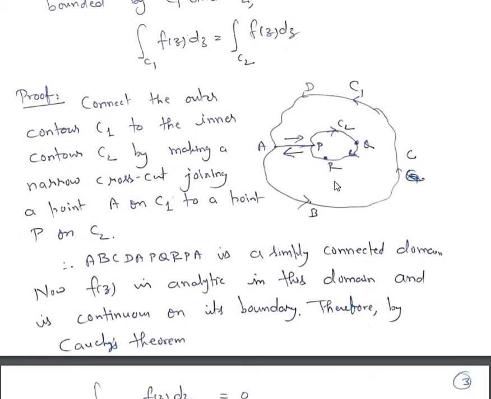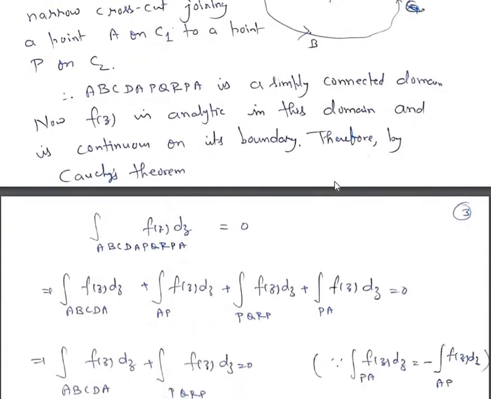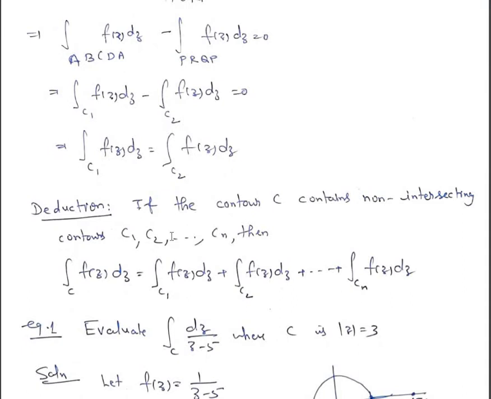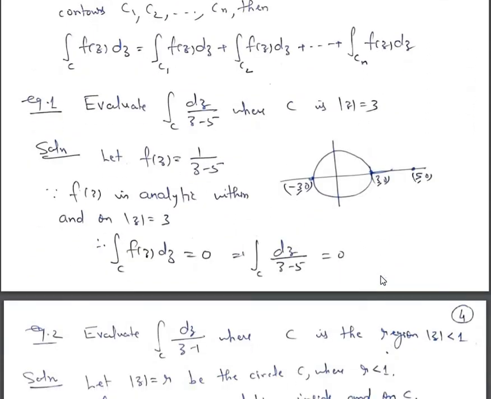This can be generalized. So, what is that result? The result is that if the contour C contains non-intersecting contours C1, C2, ..., Cn, then integral over C f(z) dz is integral over C1 f(z) dz plus integral over C2 f(z) dz and so on, plus integral over Cn f(z) dz. Let's take 2 examples.